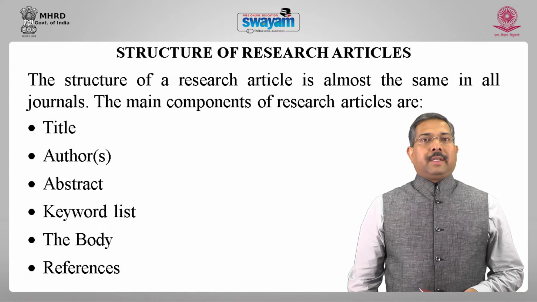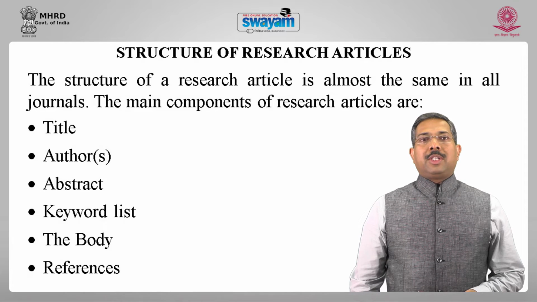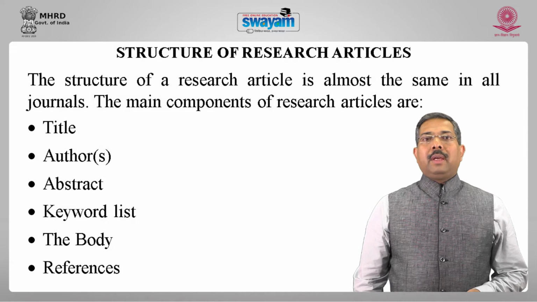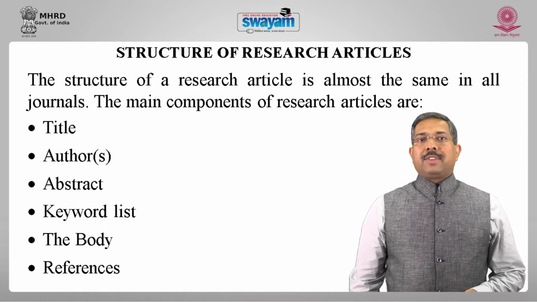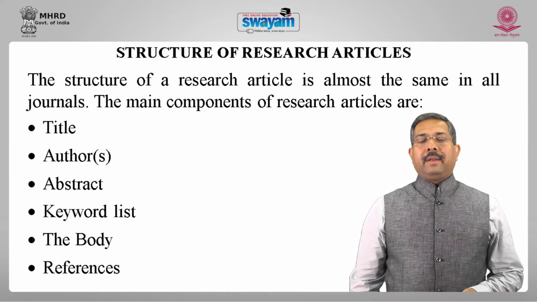Structure of the research article. Now let's discuss this aspect. The structure of a research article is almost the same in all journals. The main components of the research articles are title, author or authors, abstract, keyword list, the body, which includes the introduction, theoretical framework, review of literature, method, results, discussions and conclusion, and references.